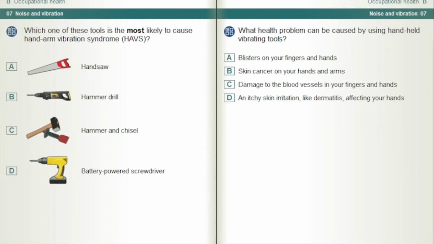What health problem can be caused by using handheld vibrating tools? Blisters on your fingers and hands, skin cancer on your hands and arms, damage to the blood vessels in your fingers and hands, an itchy skin irritation like dermatitis affecting your hands.